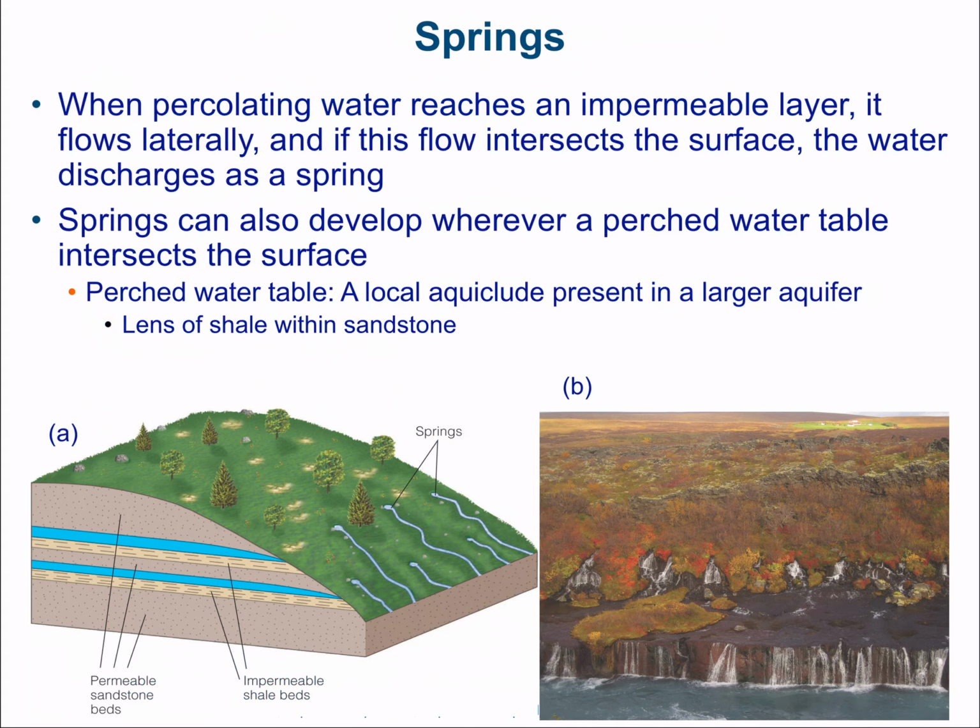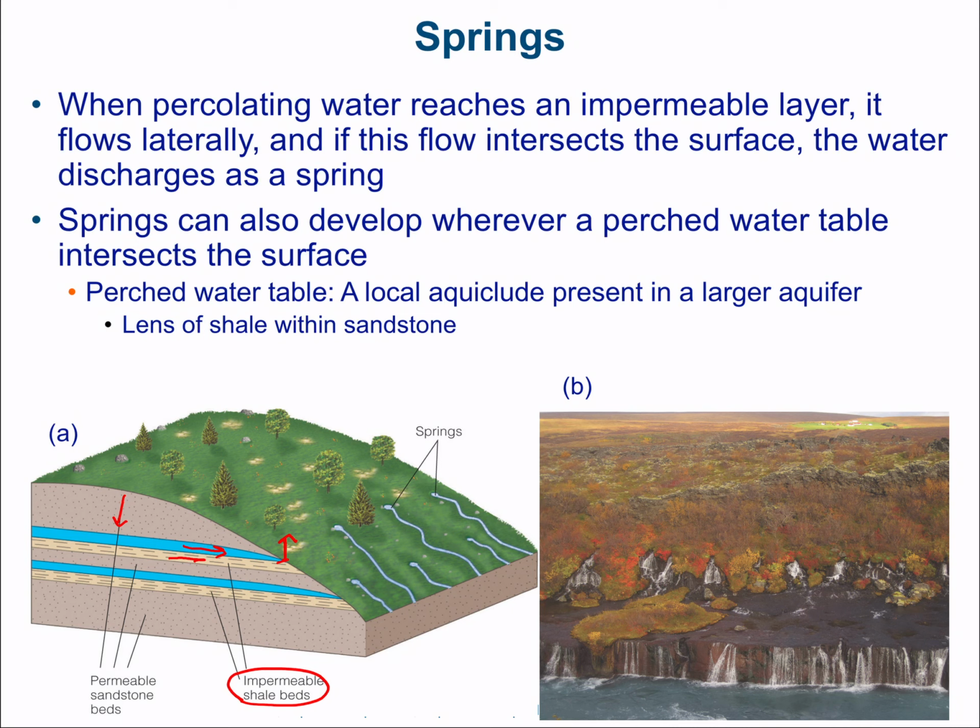A spring is when your water reaches an impermeable layer and it then starts to flow laterally. If the flow intersects the surface, the water will discharge as a spring. So here my water is coming down, okay? It is going to reach this impermeable shale bed, and that is going to make my water flow laterally. Whenever that water intersects the surface, I can have a spring.